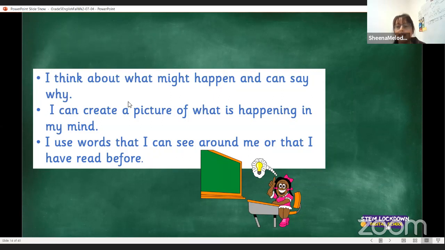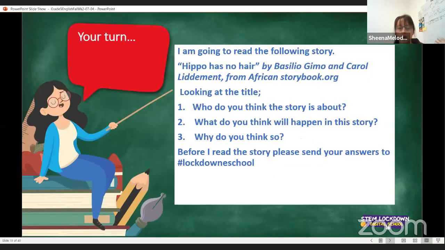Okay, so let's continue with the comprehension. Otherwise, we're not going to get it done today, and I really would like to be able to go through it with you. When I'm reading the story to you, I might stop and ask you, what do you think is going to happen next? Why do you think that? I might also encourage you to create a picture in your mind of what is happening. And you can use words you're comfortable using when you are answering me.